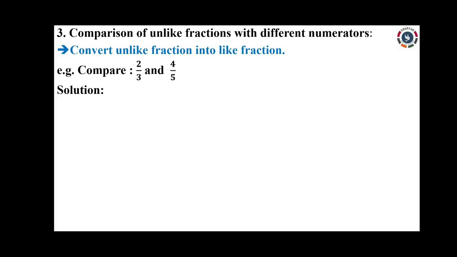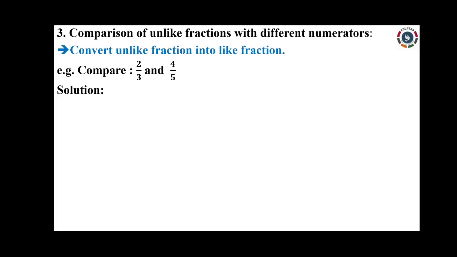Example: 2 by 3 and 4 by 5. To convert unlike fractions into like fractions, we have to find multiples of the denominators. We have to find multiples of the denominators and then find the common multiples.